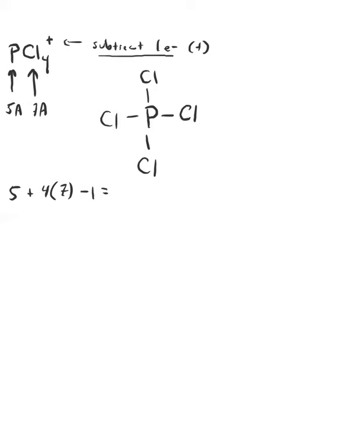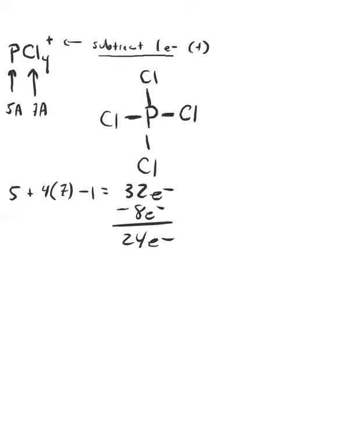Remember I said a lot of these are even electrons. So what happens is PCl4 isn't very stable because it has an odd number of electrons. But PCl4 plus is somewhat stable, because it has an even number of electrons. So 28 plus 4 is 32. We've already made 4 bonds, so that's 8. So now you're down to 24, right?